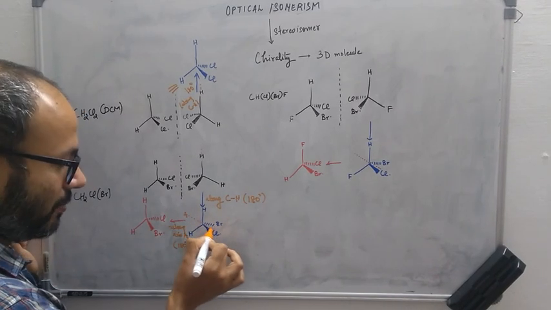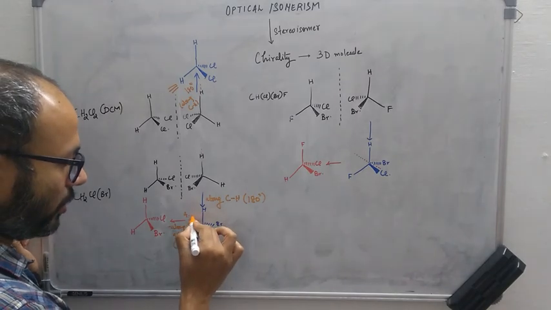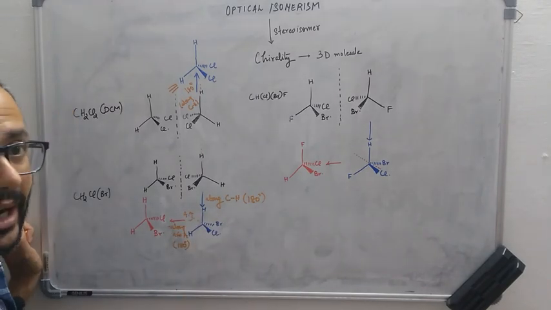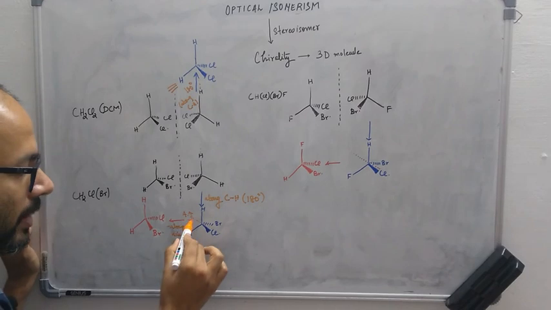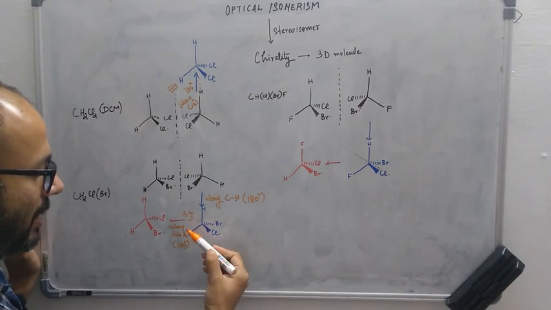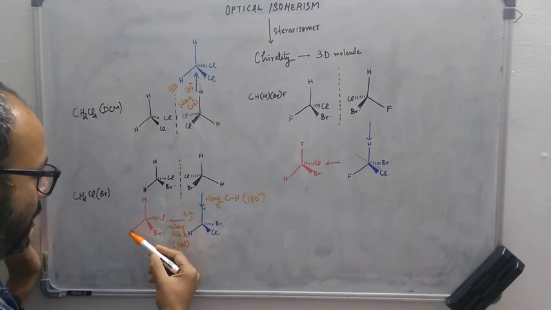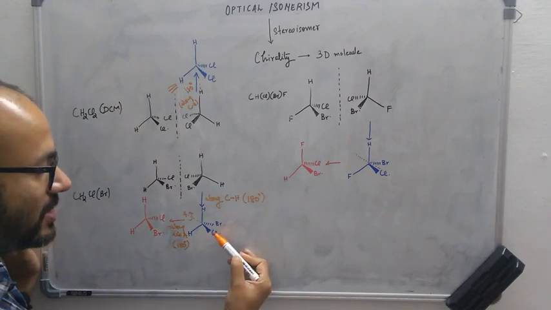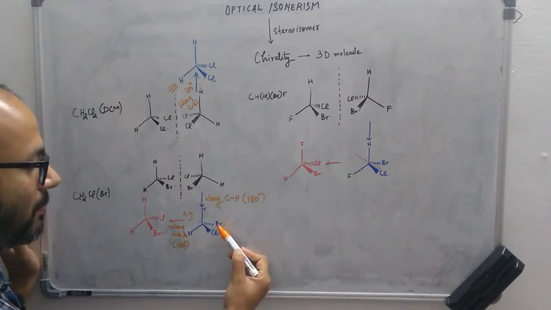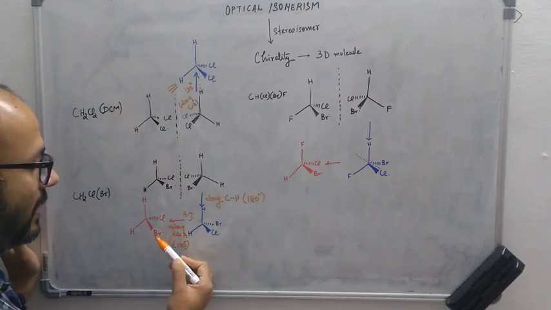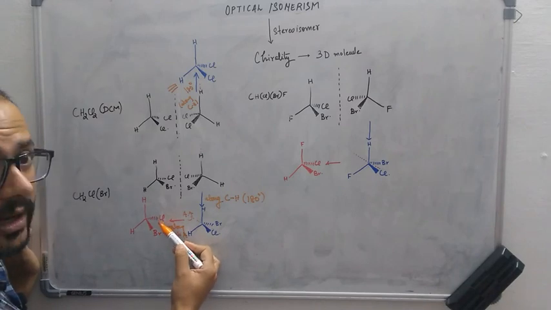So it passes through the middle of it, and you do a rotation of clockwise or anti-clockwise, whichever you want to do. When you rotate by 180 degrees, what happens? These two will flip. These two will flip. And these two will also flip. So what happens? Br will come to the front and Cl will go to the back.